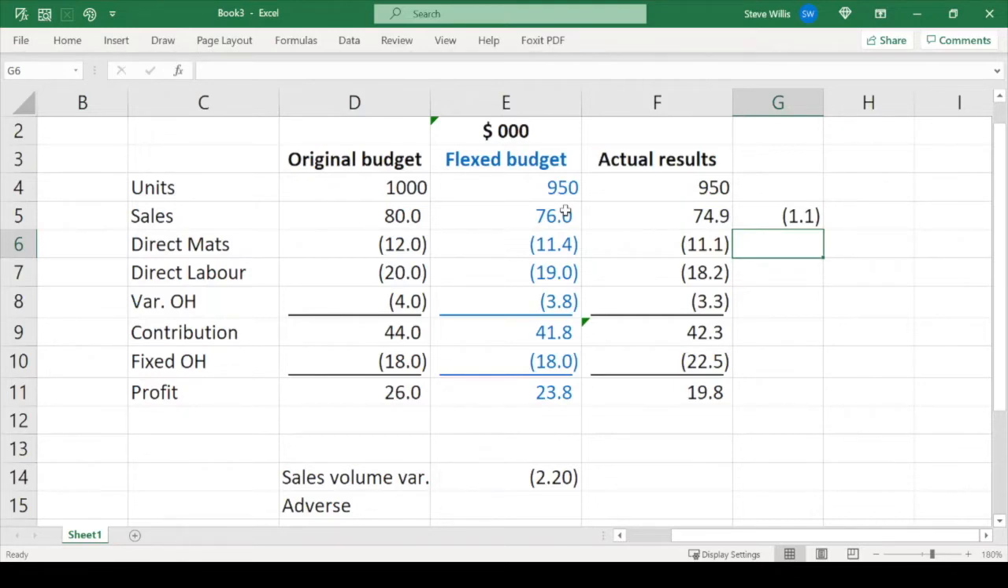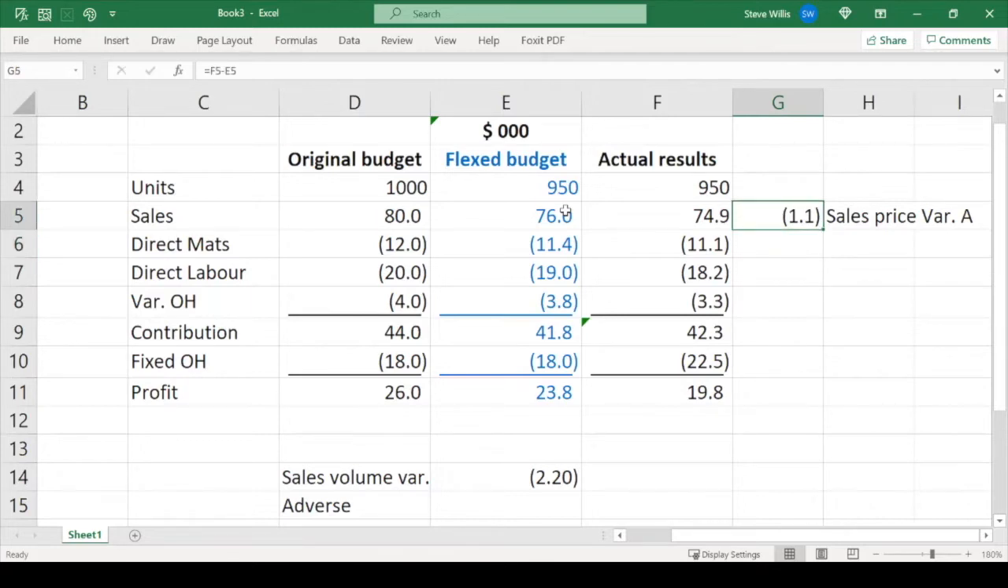So now the sales manager really has some explaining to do. We sold fewer units at a lower price. So maybe there was a problem with the quality of our product. Maybe it's at the end of its life cycle. Whatever the reason is, we should investigate and take some corrective action. So that's the sales price variance, and it's adverse, A for adverse.